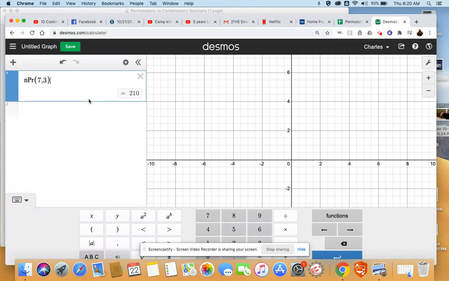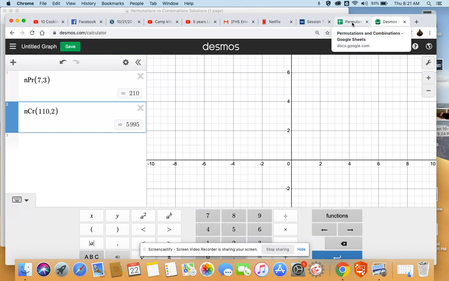Nice part about this is you could leave that function in there and just go back and change the 7 and the 3 to the next question. We also can come down there. Again, we could just type in nCr, and it comes up. And 110, comma 2. And there we go. Our answers come up very quickly and easy. So both of these are great shortcuts for you to use.